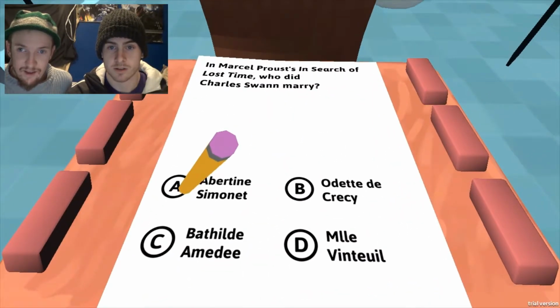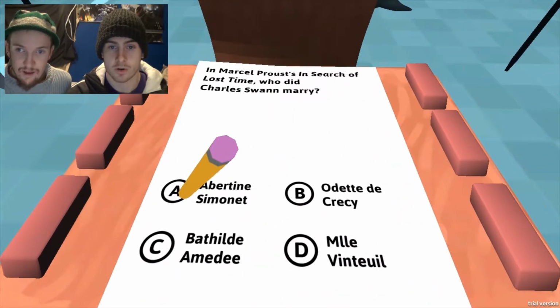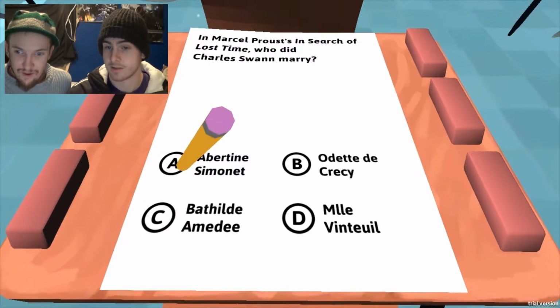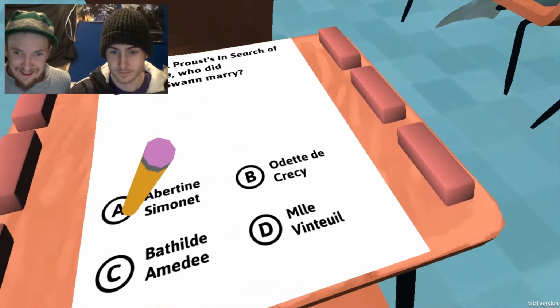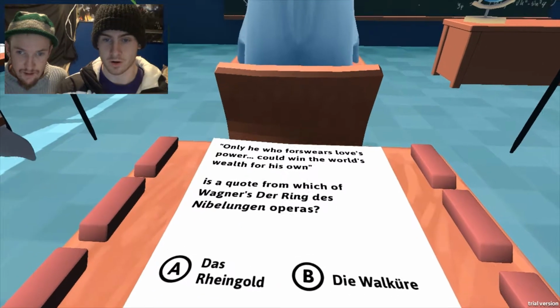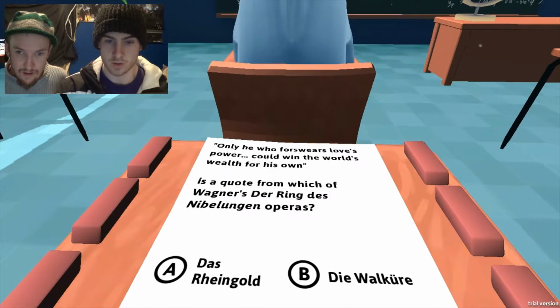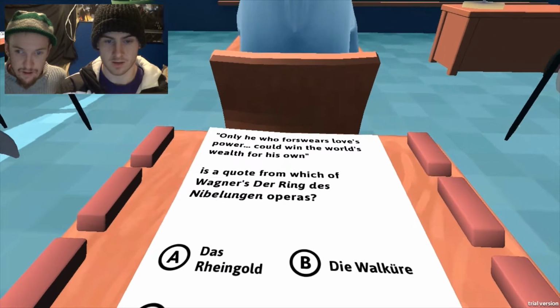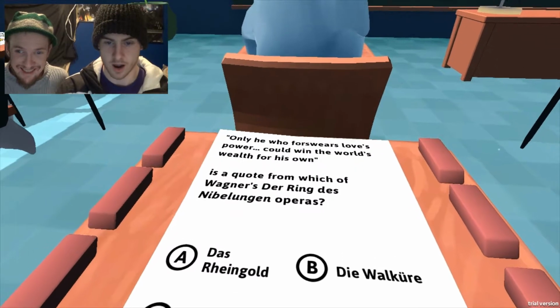Holy crap. Okay, in Marcel Proust's In Search of Lost Time, who did Charles Swann marry? Okay, genius. Oh, God. Go ahead, smarts. Only he who forswears love's power could win the world's wealth for his own is a quote from which Wagner Der Ring des Nibelungen opera?